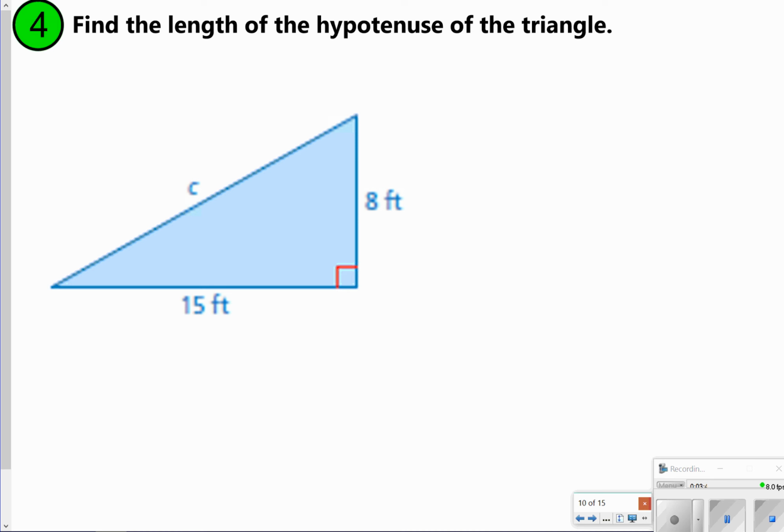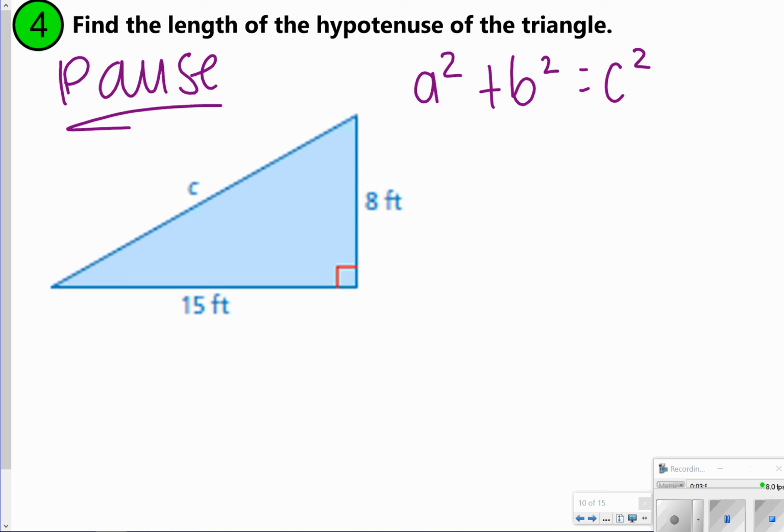Here's another one that you can try. Let's go ahead and pause the video again. Again, start off by writing down your Pythagorean theorem. And once you're done, click play to check your work. Go ahead and pause now.